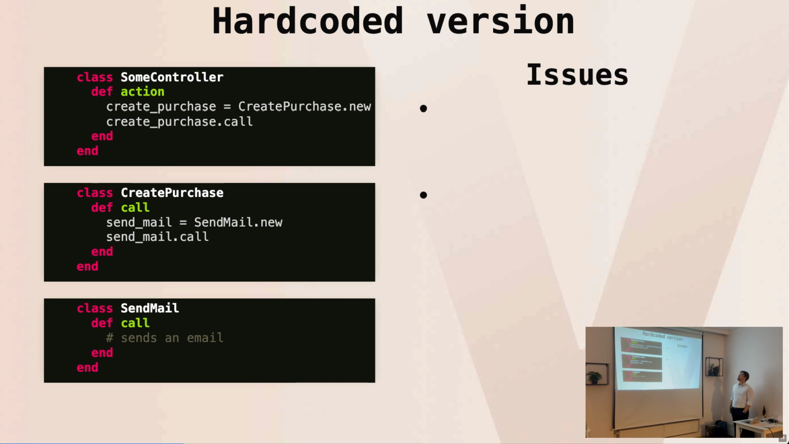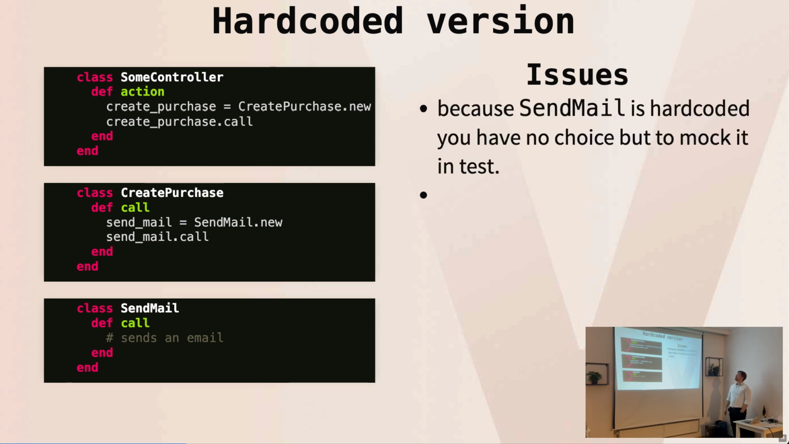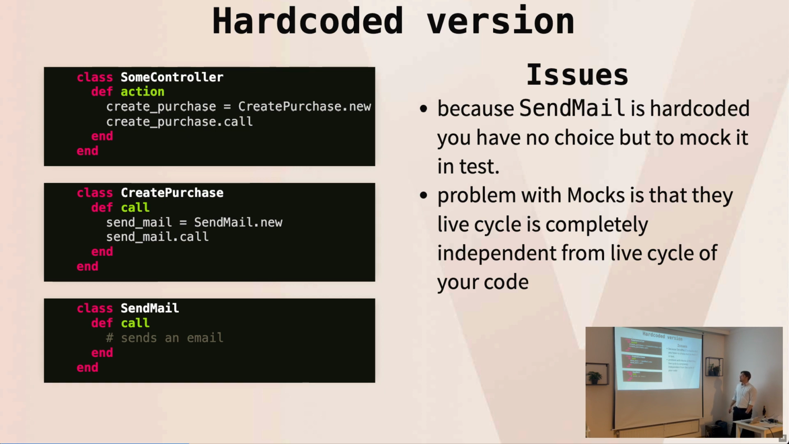Okay, so what issues do we have here? First of all, send mail. Do I have? Oh, I have a laser. So send mail is hard-coded into our service, so there is no other option to test it but to mock it in the test. So the problem with a mock is that the life cycle of our mock is independent from the life cycle of our implementation.